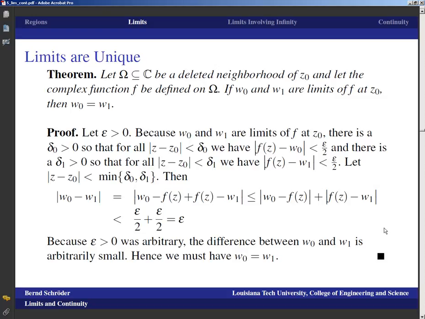And so with this idea that we want to prove that W0 minus W1 is smaller than epsilon, I have to start thinking about, well, what can I control? What can I make small?